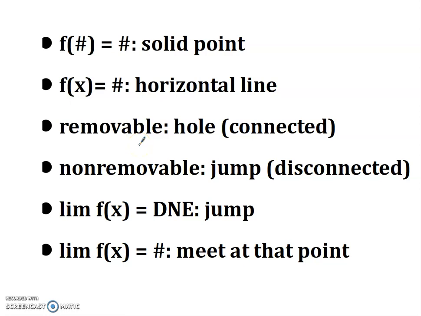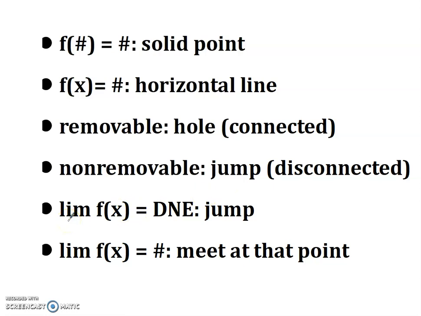If they tell us the graph has removable discontinuity, we know to put a hole there. Okay, and remember, when you have a hole, both sides of the graph at that point are connected to it. If they tell us it's non-removable, we're going to put a jump there. Okay, you could sometimes put an asymptote, but we typically always just put a jump there.